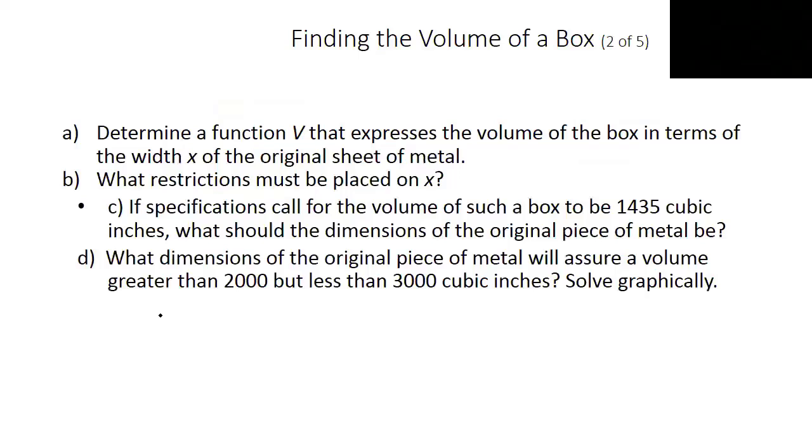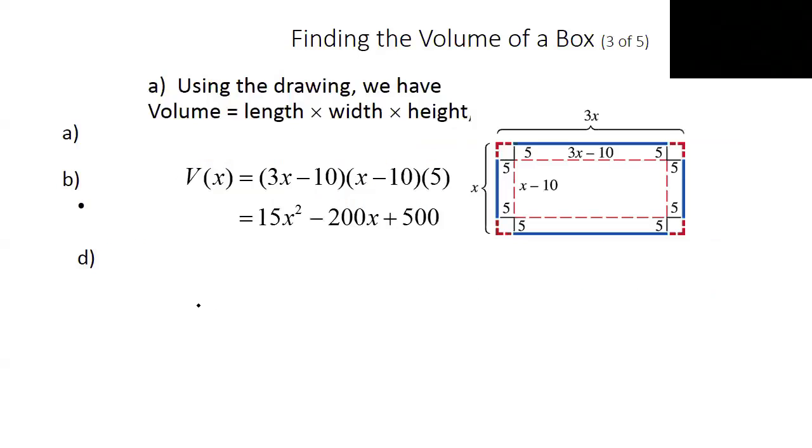So these are what we want to find. For part A, we want to find the function V that expresses the volume of the box in terms of the width x of the original sheet. And then we're going to look at the other parts. So for the first part, let's picture this. It says the length is 3 times the width, so I'm going to assume that the width is equal to x. So the length would be 3x. That's the first piece of information I had.